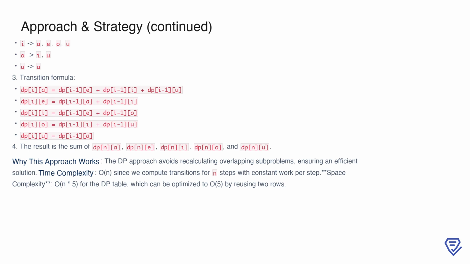Similarly, we compute transitions for the other vowels using their respective rules. By summing up the values of dp[n][a], dp[n][e], dp[n][i], dp[n][o], and dp[n][u], we obtain the total number of valid strings of length n. This approach prevents recalculating overlapping subproblems and dramatically reduces computation time, making it efficient for large inputs. With a time complexity of O(n) and a space complexity of O(n*5) for the dp table, this method is already a significant improvement over the brute force approach.